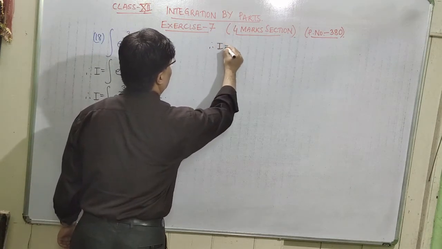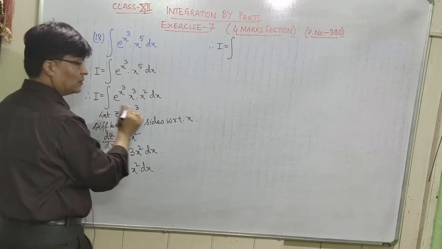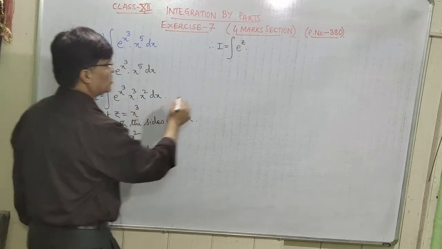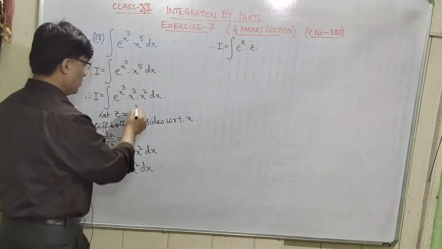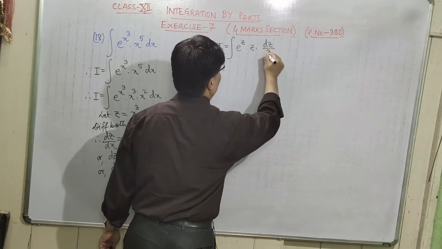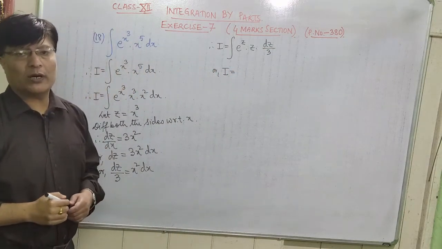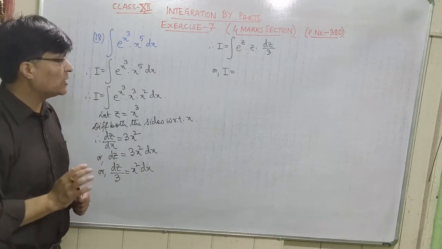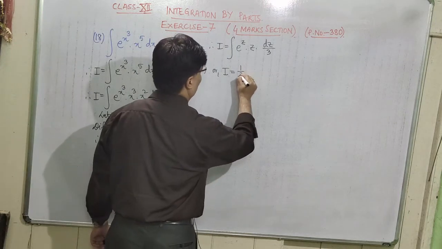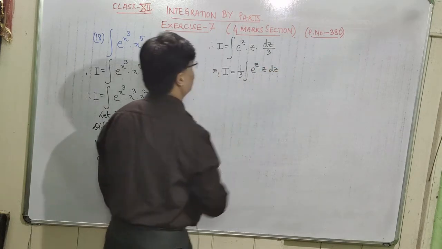So therefore I is equal to integration of e to the power z, because x cube is z, into z, into what is x square dx? It is dz upon 3. Here 1 upon 3 is constant, and e to the power z and z are both variables. Now the constant term is taken outside the integral sign. That is 1 upon 3 integration of e to the power z into z dz.